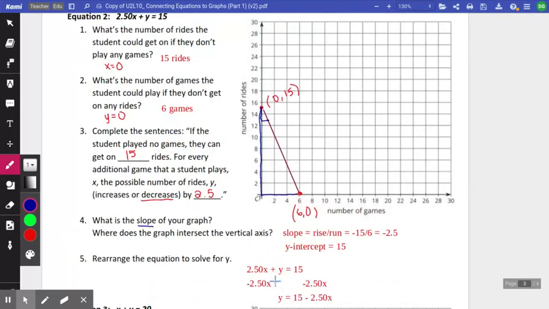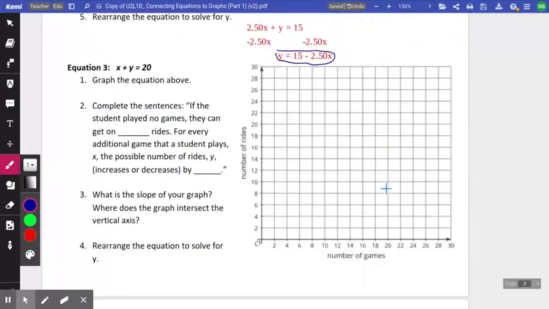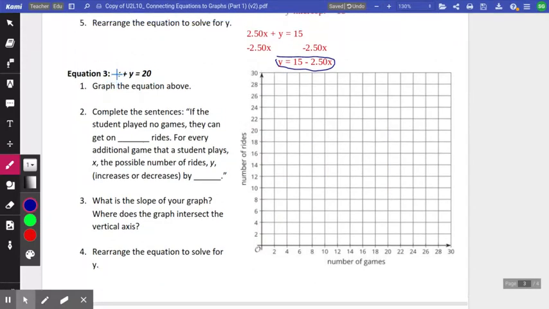How does this new equation here connect to this graph? That is the ultimate question we're trying to answer. There's one last one for you to try. So that last equation is x plus y equals 20.